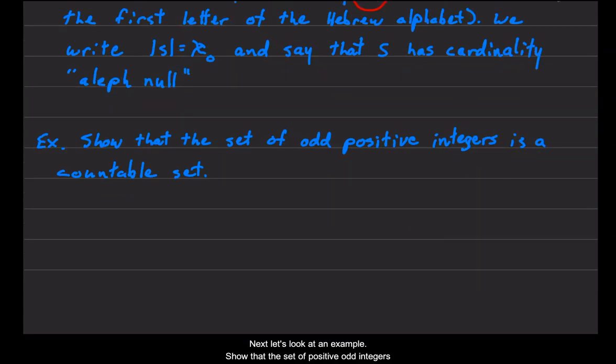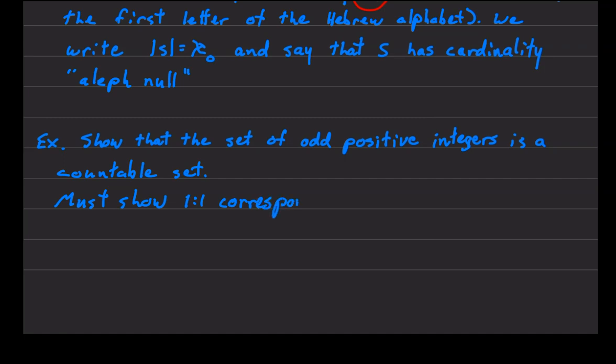Next, let's look at an example. Show that the set of positive odd integers is a countable set. In order to do this, we must show one-to-one correspondence to the set Z+. So we have our function f(n) is equal to 2n minus 1. That's our definition of odd.